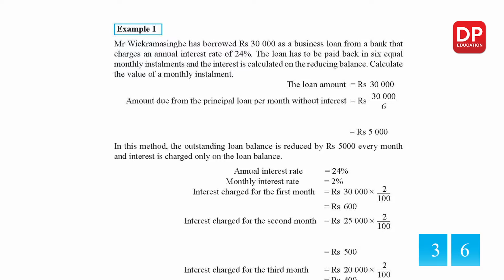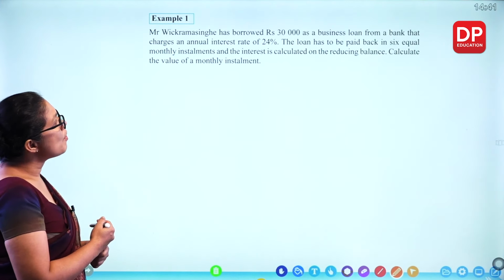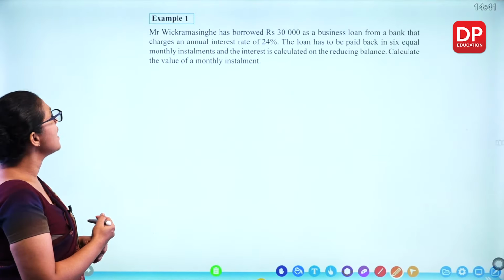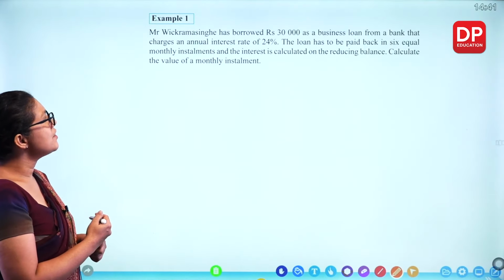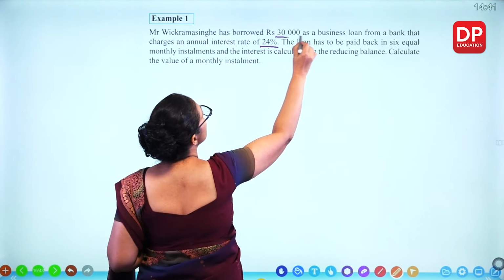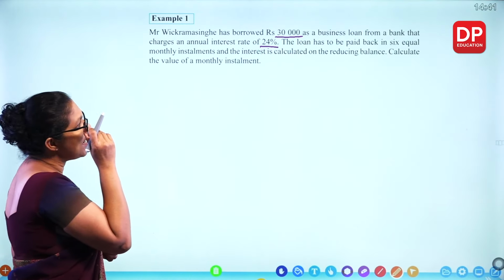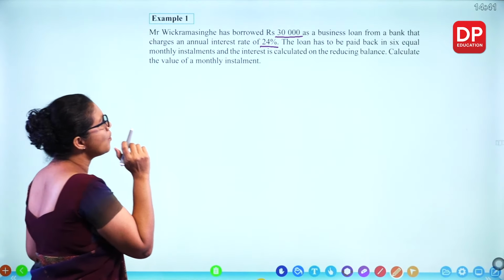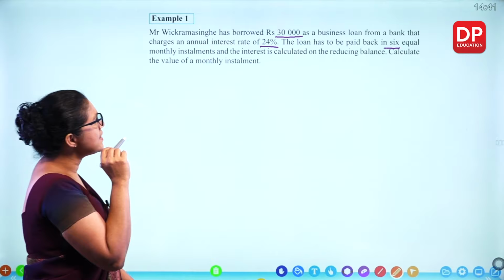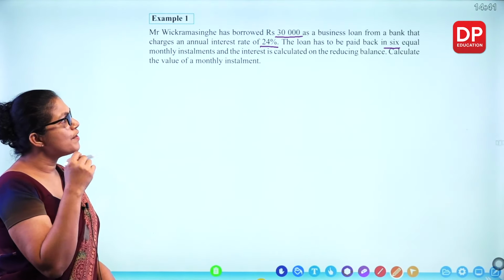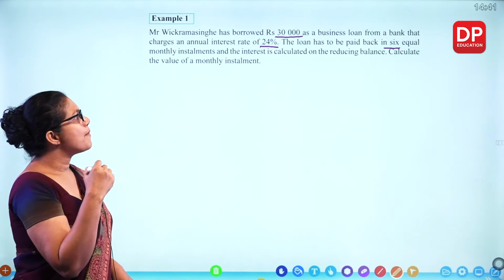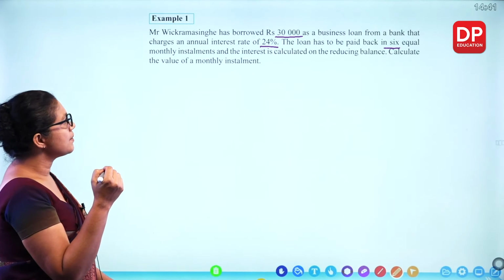Example number 1. Mr. Vikramasinghe has borrowed 30,000 rupees as a business loan from a bank that charges an annual interest rate of 24%. The loan has to be paid back in 6 equal monthly installments and the interest is calculated on the reducing balance. Calculate the value of a monthly installment.